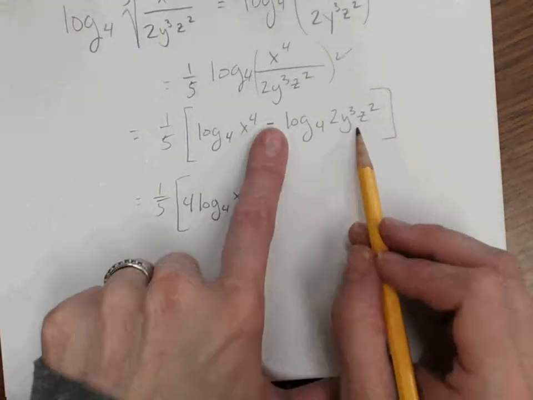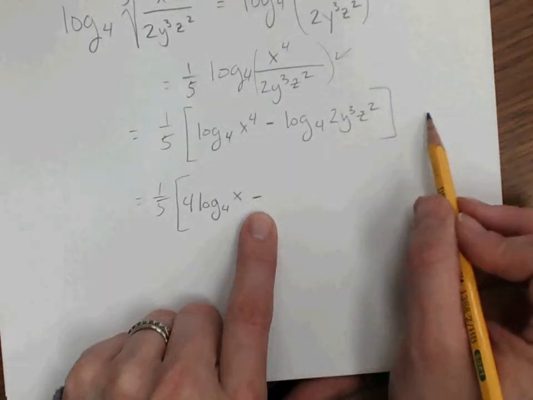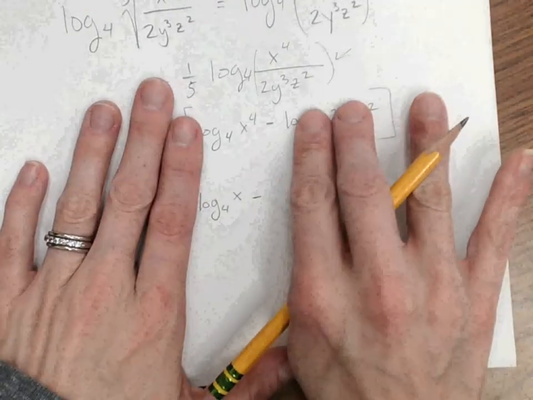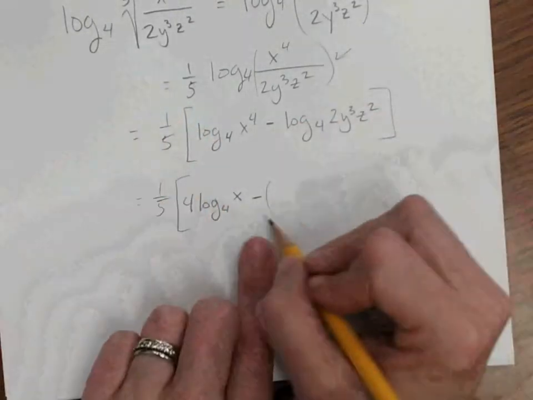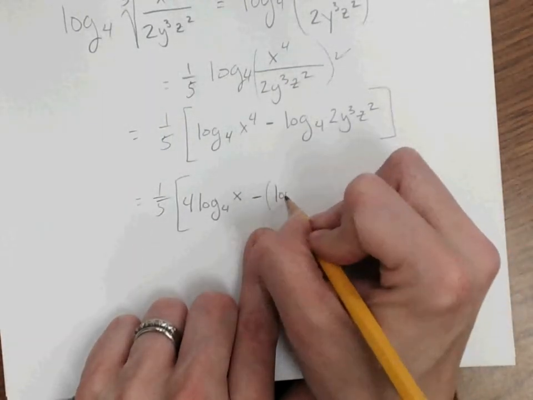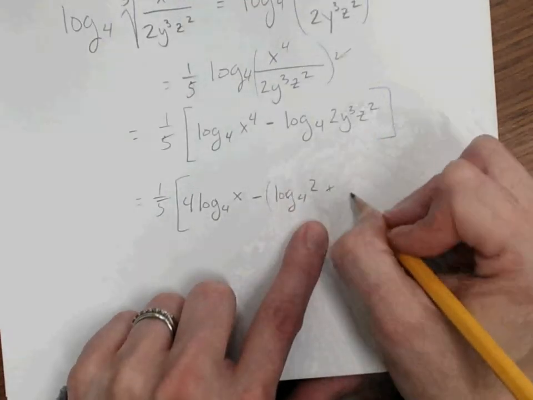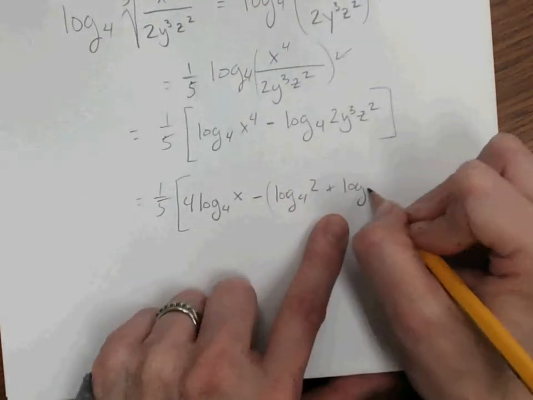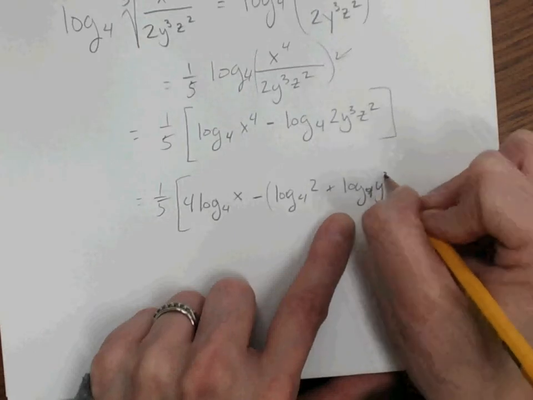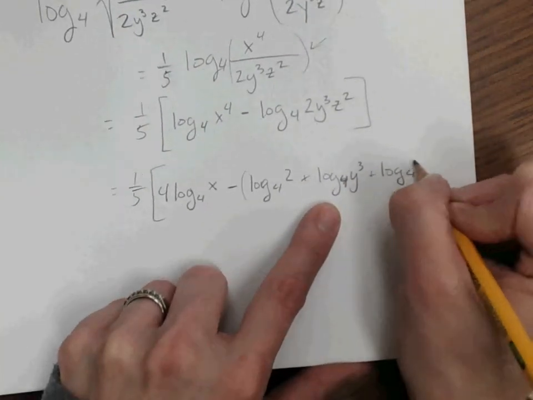Here I can separate this. I have to remember that this subtraction sign goes to everything that comes afterwards, right? It's minus this whole thing, so if I separate it, I'm going to end up having to distribute it, so I want to get those parentheses there. I'm going to have log base 4 of 2 plus log base 4 of y cubed, oops, plus log base 4 of z squared.